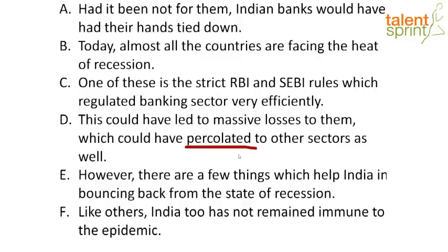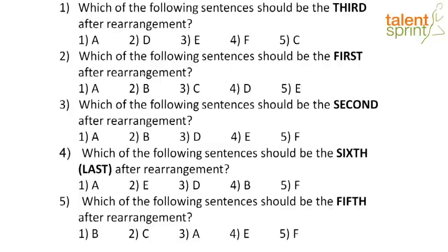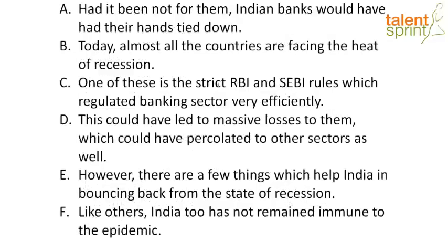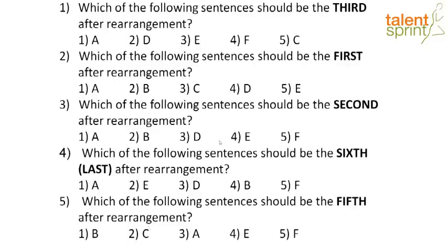So there we have unraveled all of our sentences. Let's go ahead and answer those questions and make sure we got that right. So which of the following sentences should be the third after rearrangement? That's our first question. So if you go back, we said the first topic sentence was B, the second sentence was F, and the third sentence was E, right? So to answer the question, the third sentence would be 3.